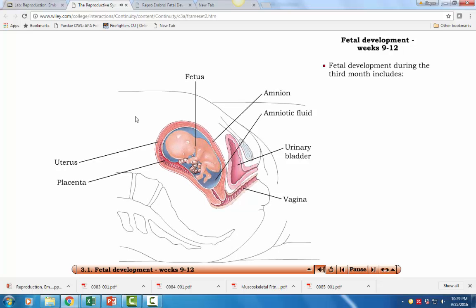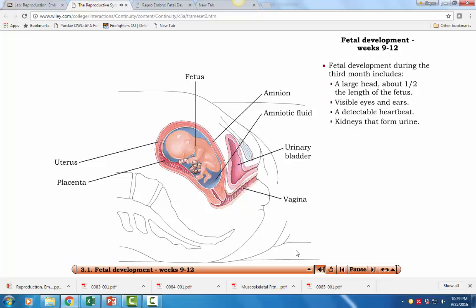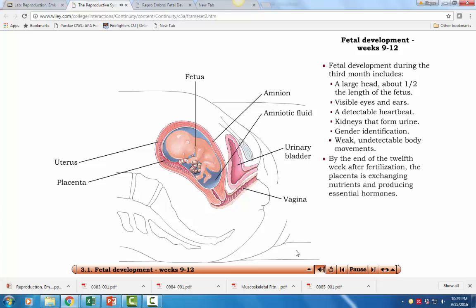The fetus continues to grow during the 9th through 12th weeks. The head represents about half the length of the fetus. The eyes and ears are visible. The heart has a detectable heartbeat. The kidneys have developed sufficiently to form urine. External genitalia are detectable. The fetus exhibits weak but undetectable body movements. By the 12th week after fertilization, the placenta, the organ responsible for nutrient and waste exchange between the fetus and the mother, has begun to produce essential hormones.